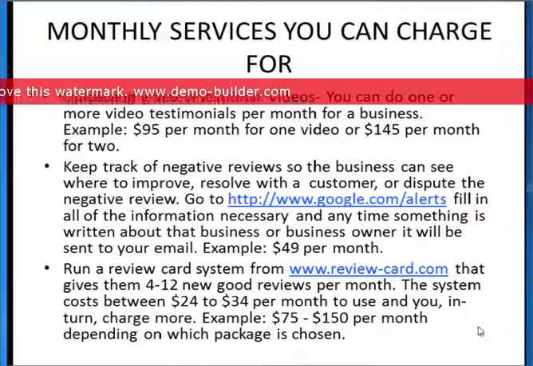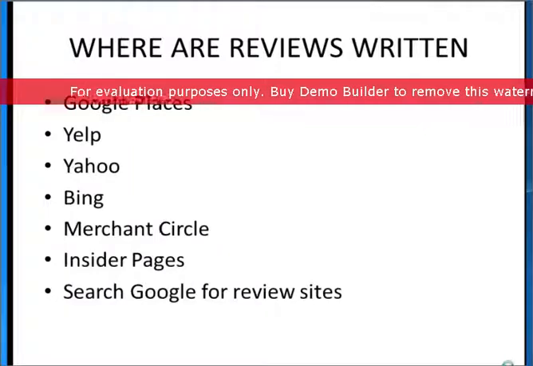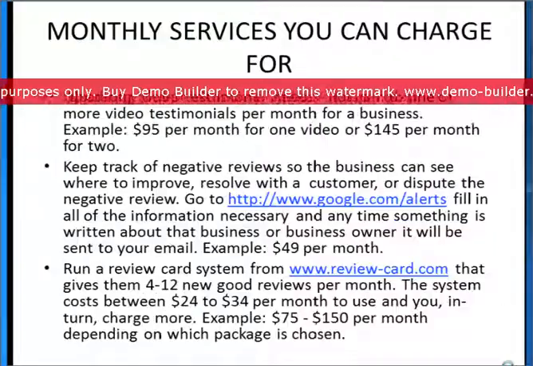You could do that yourself if you didn't want to pay the $24 or $34 per month. It's going to be a little bit more time consuming, and you could write your own reviews and submit them to some of these places: Google Places, Yelp, Yahoo, Bing, Merchant Circle, Insider Pages, or you could just search Google for review sites to find out where they're at, or which ones to write reviews on.